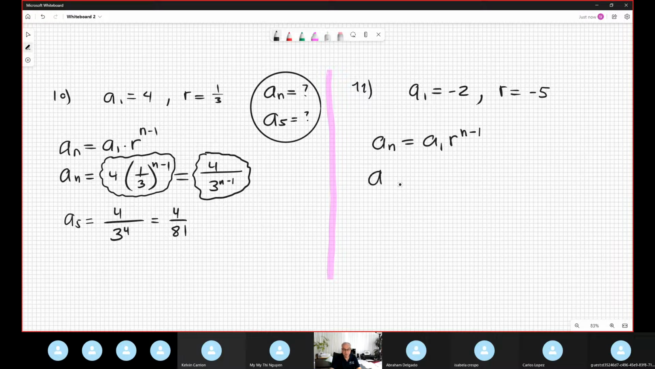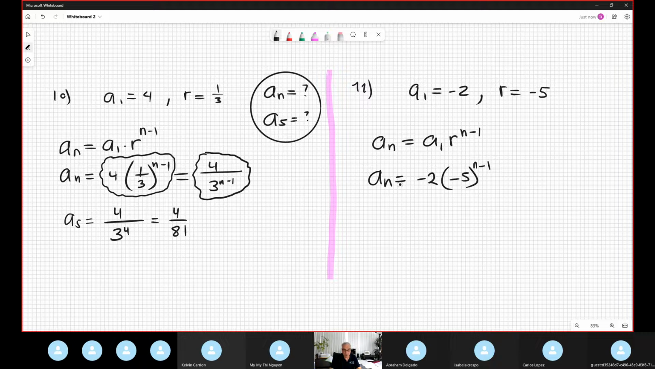Exponent. This is exponent. a sub n is equal to -2 times -5 raised to the n minus 1. And leave it like that. It's perfect, because we cannot manipulate this more, because this negative and this negative we cannot multiply. No, because it depends on the exponent. If the exponent is even, it's positive, if the exponent is odd, it's negative. So leave it like that.